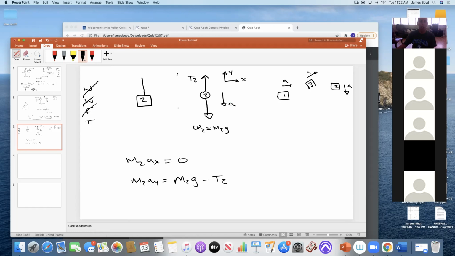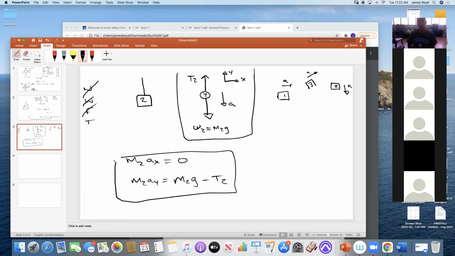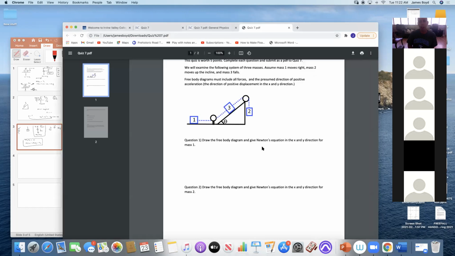So that's all I want. I want this, and I want this. Does that make sense to everybody? Doing a hanging mass and then using that free body diagram to get your equations, okay? So you can put that here.